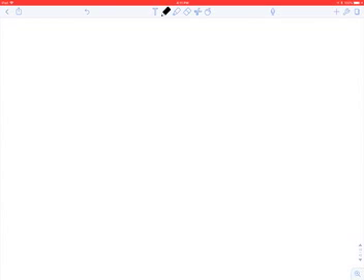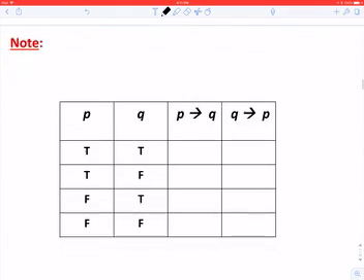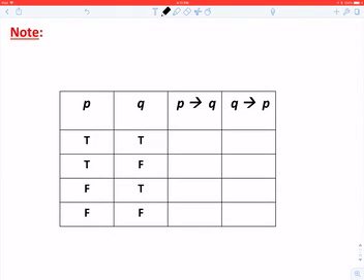Okay, so here we're just going to continue where we left off last class. We're continuing section 12.3, implication. Oh, and let me pull up my solutions. Okay, so here we're just continuing section 12.3.